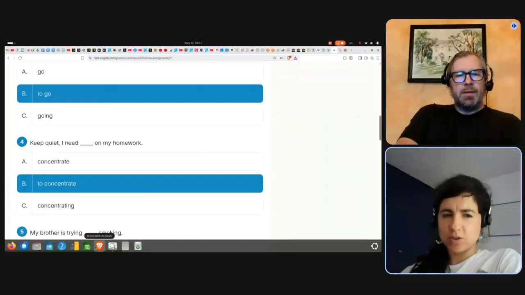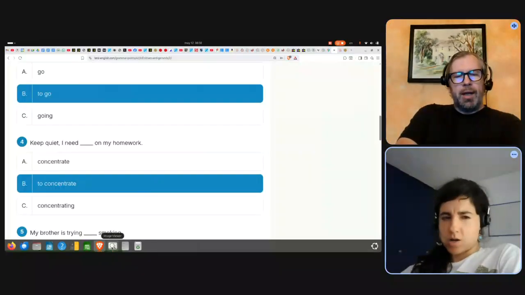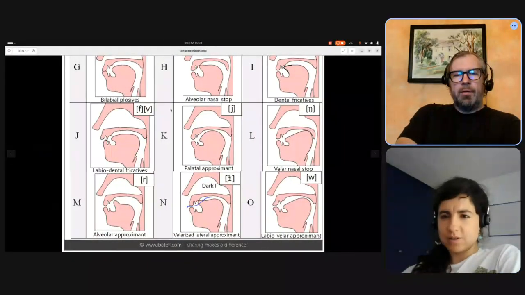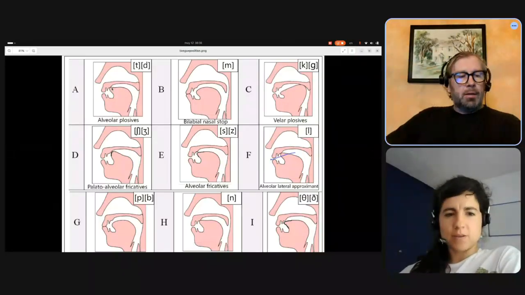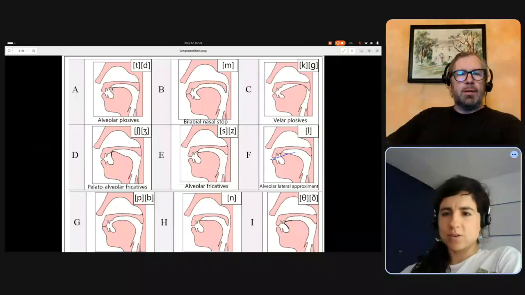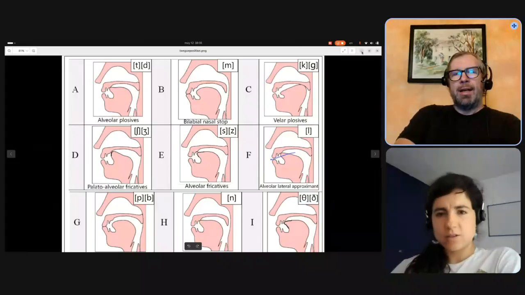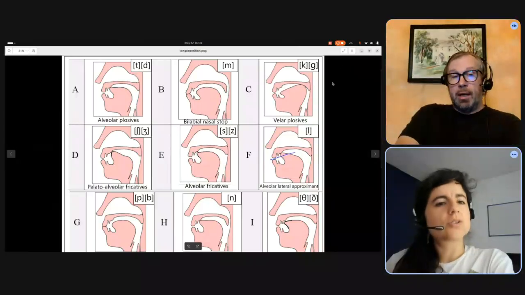Concentrate on. Okay, so what you're doing for the T, you're putting your tongue on the tooth, like here. But the tongue position for the T and the D is behind the tooth. Let's try just a word like "trade." Trade. So remember the D? Your tongue is behind the tooth. Trade.